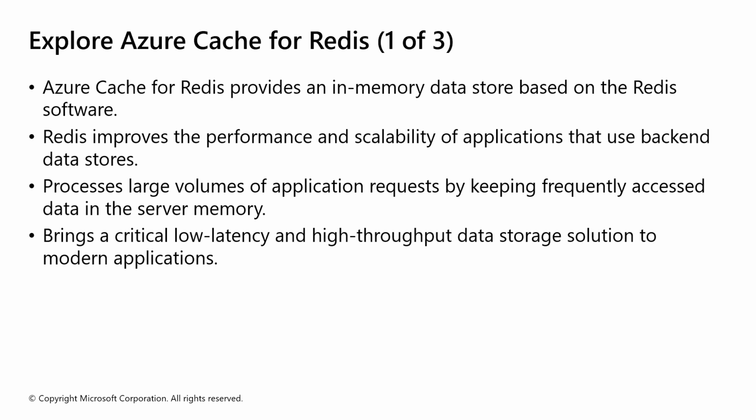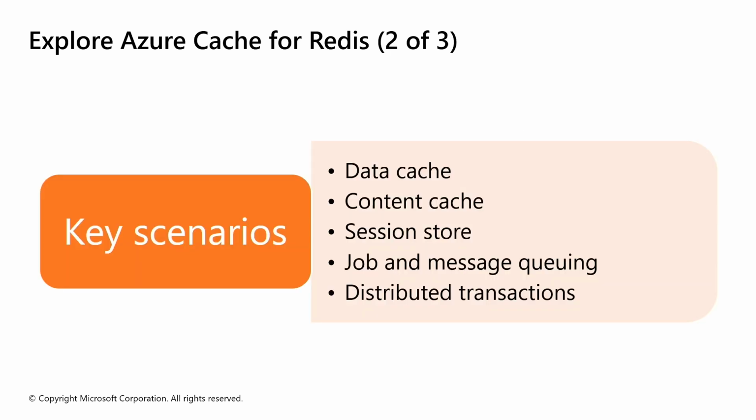Azure Cache for Redis is a fully managed open source in-memory data store that supercharges your applications by delivering high performance and low latency data access. It can significantly enhance your application's performance. What kind of key scenarios are you interested in? Would a data cache be useful in your solution?